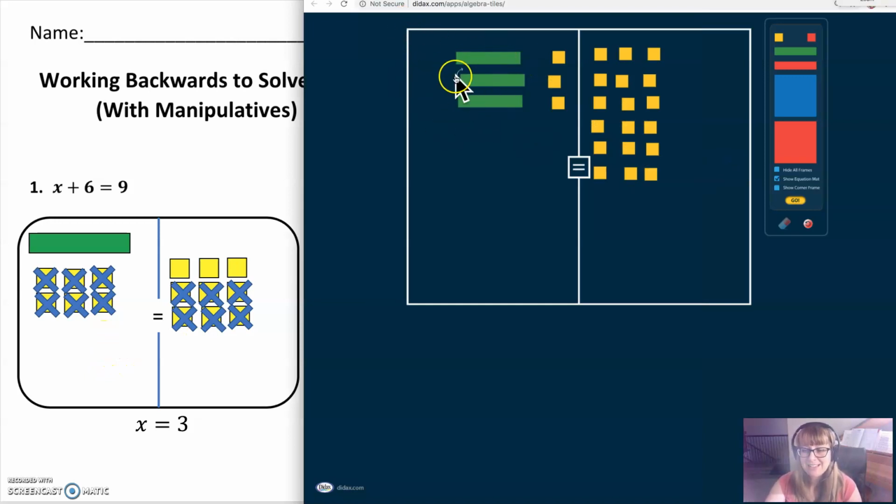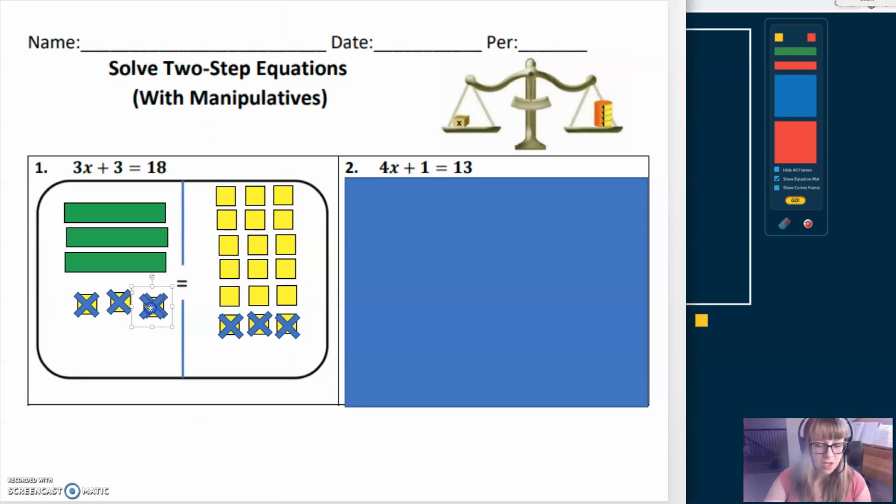I'm wanting to get these x tiles by themselves, so I'm going to be pulling off 1, 2, and 3 of those unit tiles. But in order to keep things balanced, whatever I do to one side, I have to do to the other side. So I'm going to be pulling off 1, 2, and 3 of those unit tiles. So what does that look like when you're trying to model this on your own paper? Well, it's going to look something like this, where I simply just X out the ones that I have taken off.